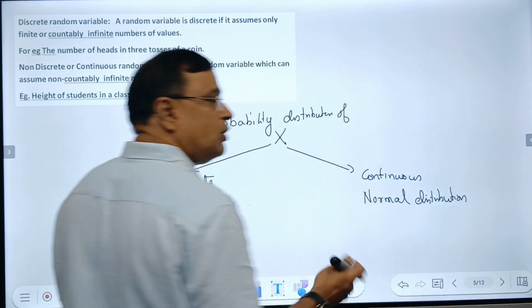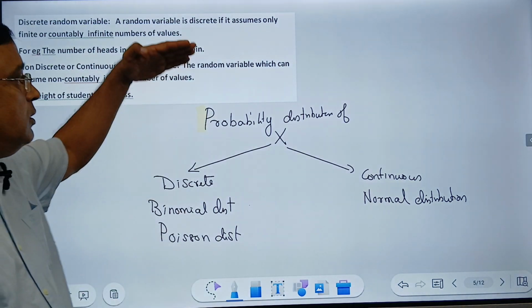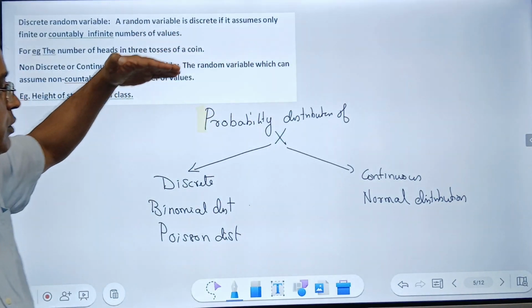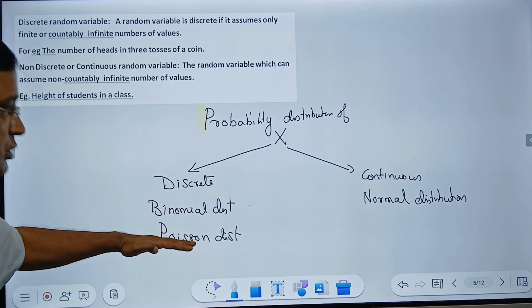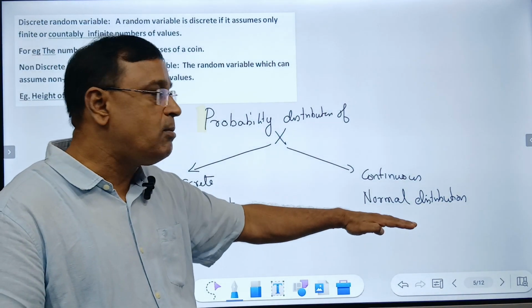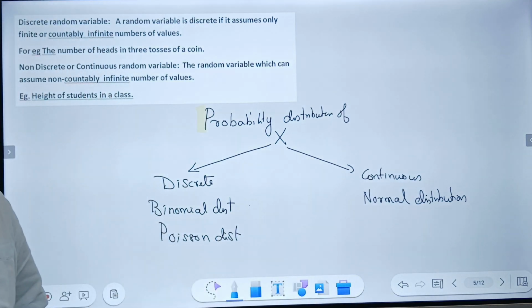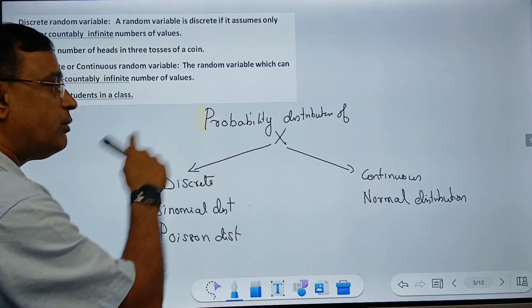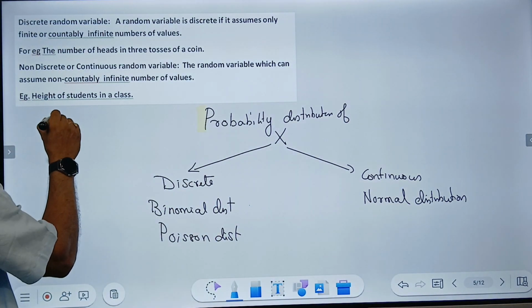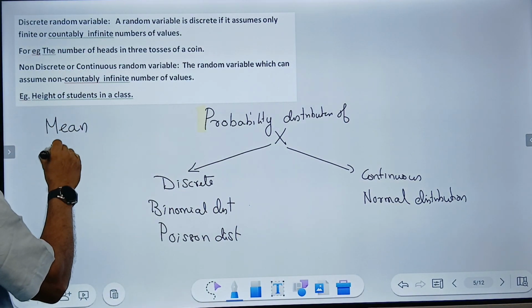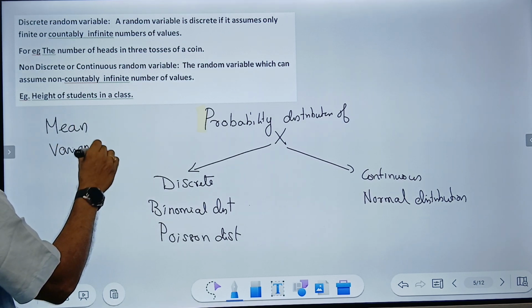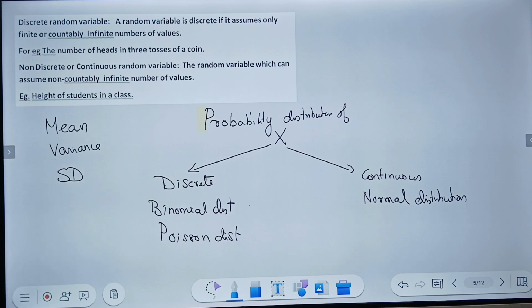This is what your syllabus is all about. First, I will talk about random variable and probability distribution. Under probability distribution, we are going to talk about binomial distribution, Poisson distribution, and normal distribution. The moment you finish this, probability is completed. So I am going to go one by one. In all this, we are going to find the mean, variance, and standard deviation.